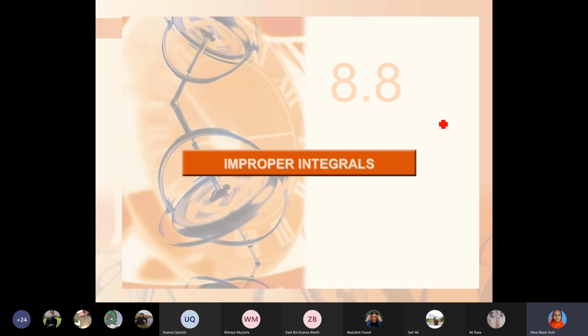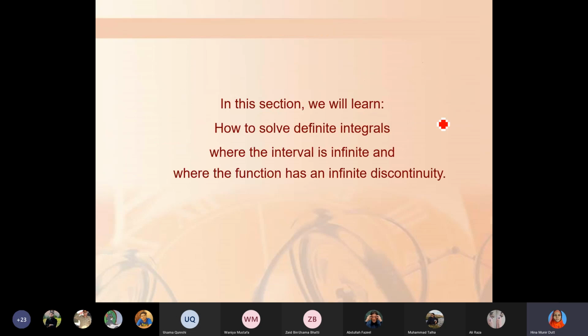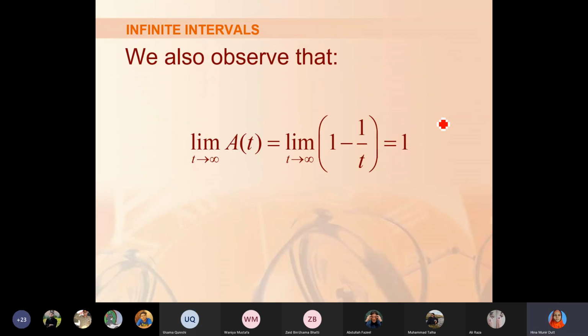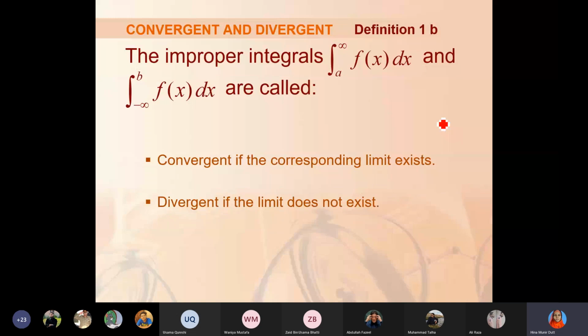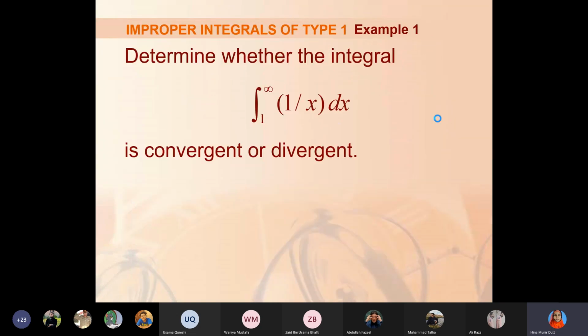So in the first case, type 1, the limit of integration is infinite, so it means the region extends towards the x-axis, because x approaches infinity, or the x-axis is the horizontal asymptote to the curve. So how will we extend this? We will evaluate the improper integral of type 1 by taking the limit of the definite integral.